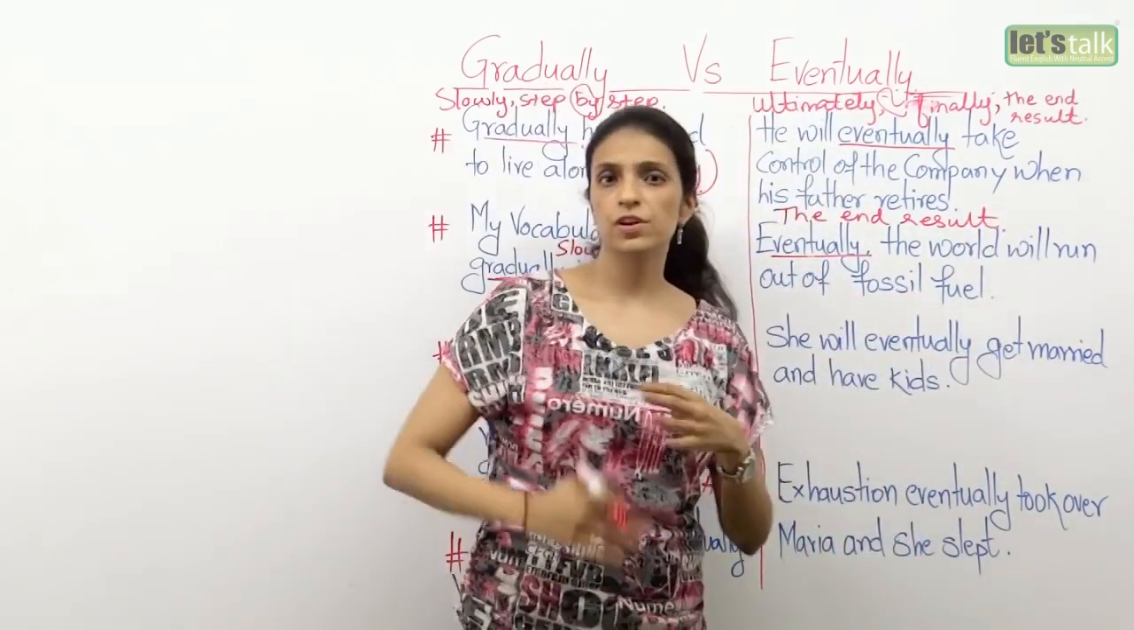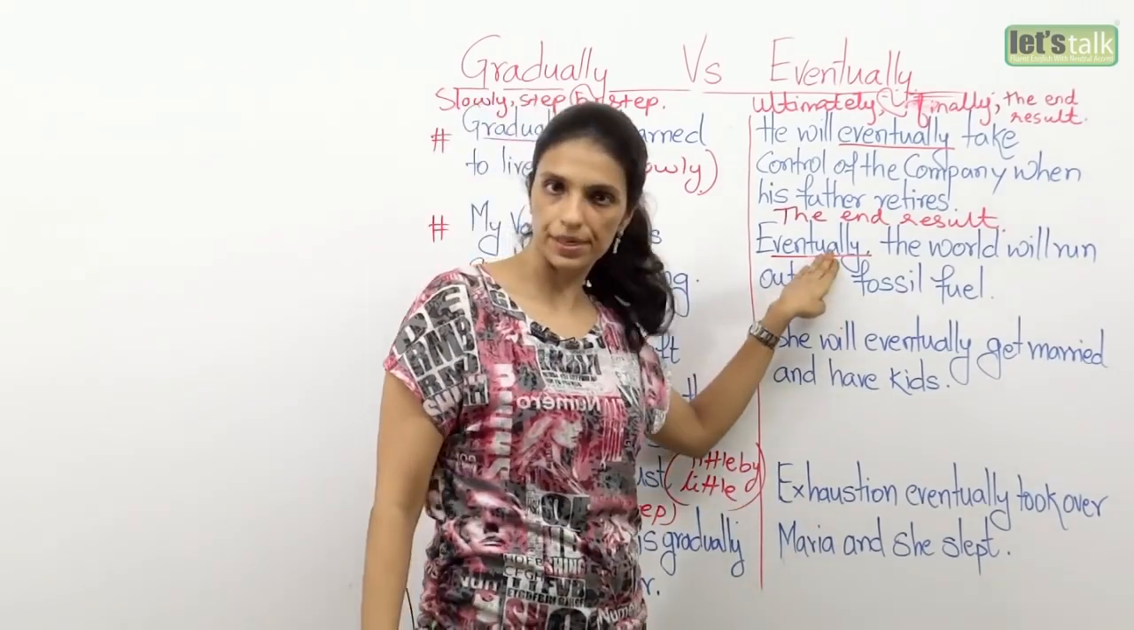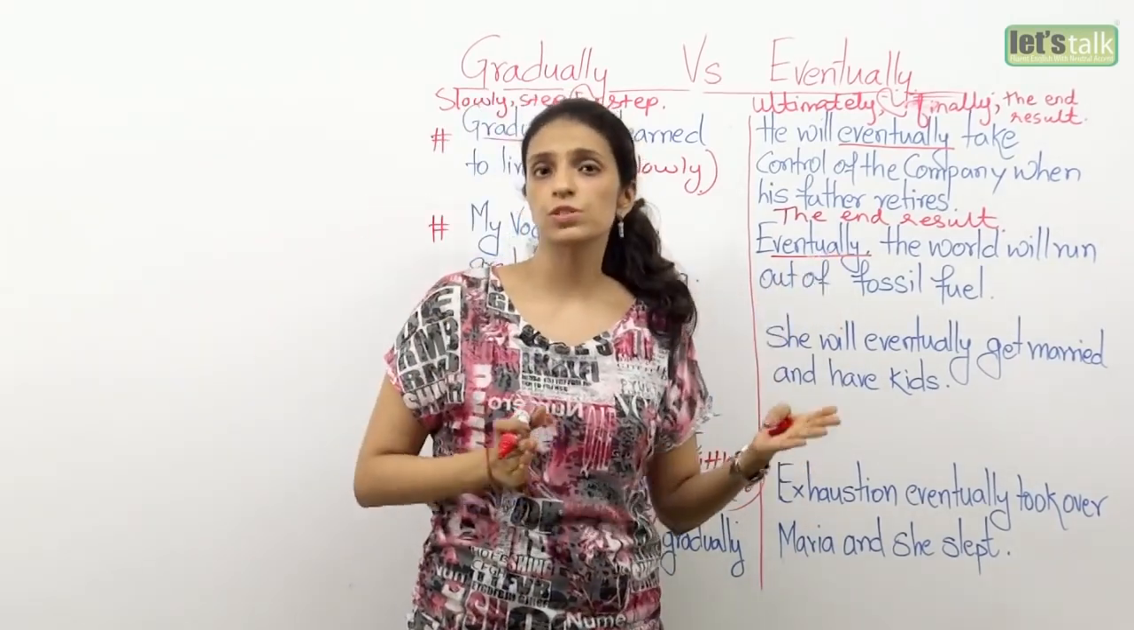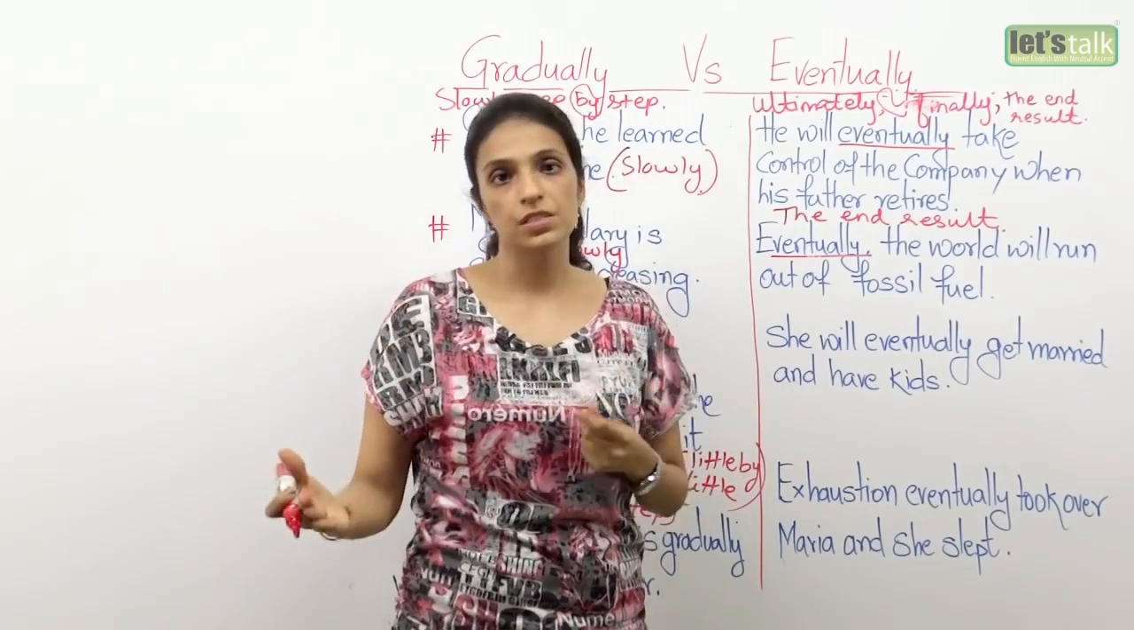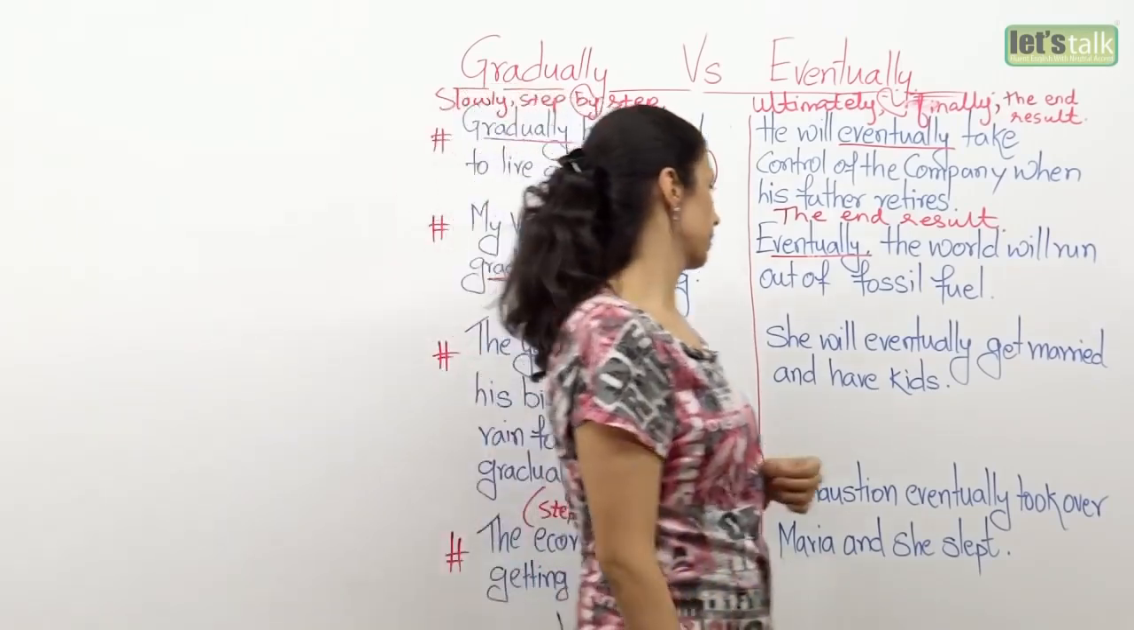Okay, so maybe after a long period of time, or maybe after some time, this is going to happen. So you can use eventually when you want to say after some time something is going to happen, or after a long period of time, something is going to happen.